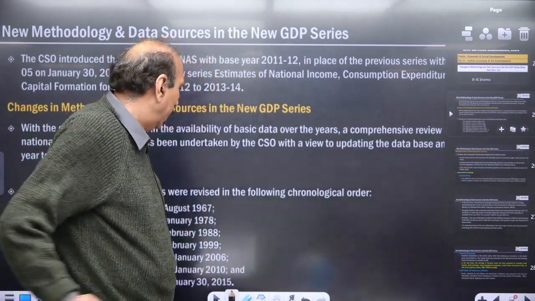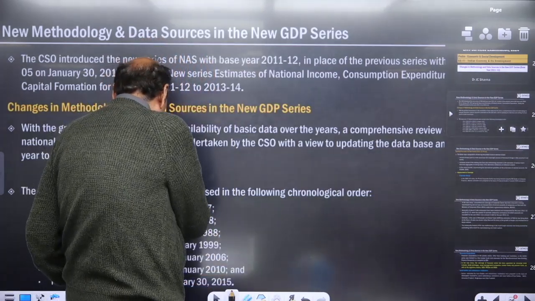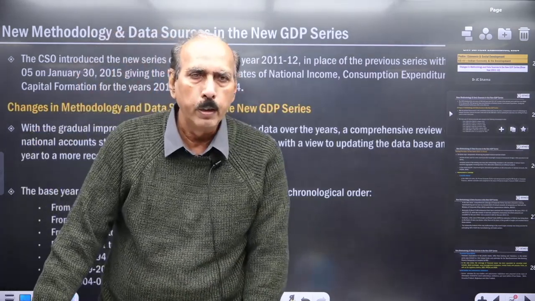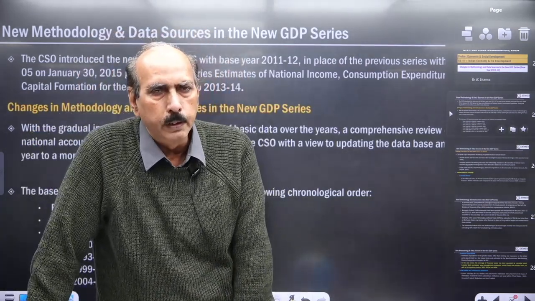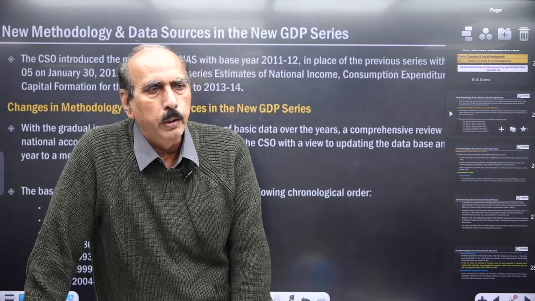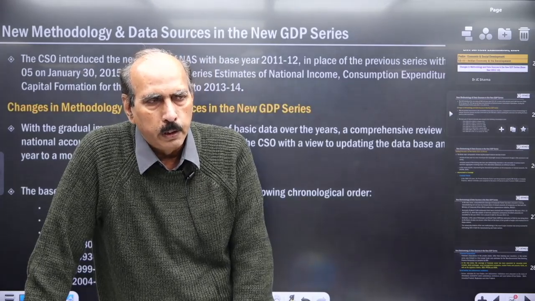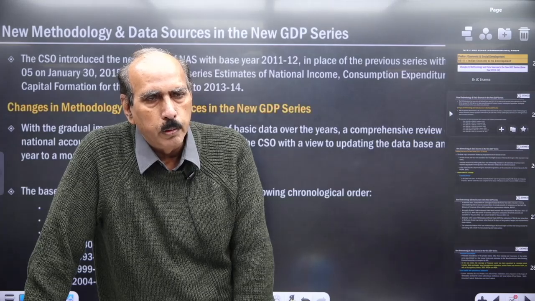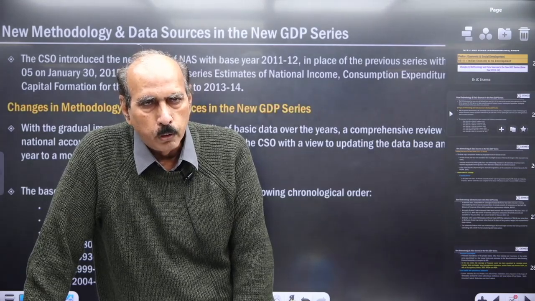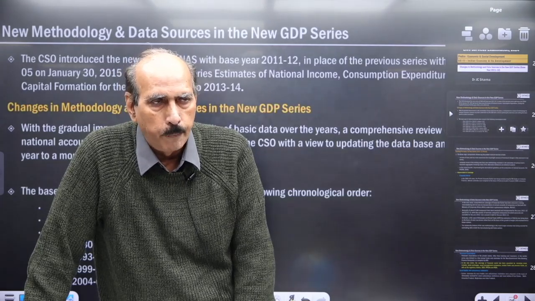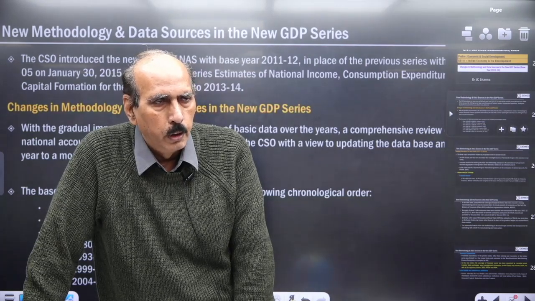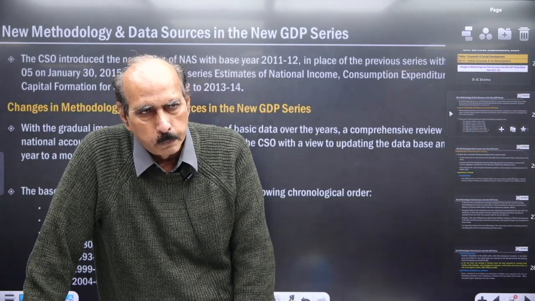For example, when we shifted from 48-49 to 60-61, in that 10-year period a lot of changes took place in India's economy. We adopted the capitalist model of development, and we went for the establishment of public sector undertakings. So the structure has changed. To incorporate that structure, we shifted the base year from 48-49 to 60-61.